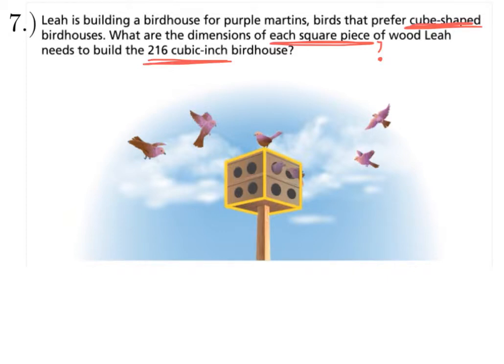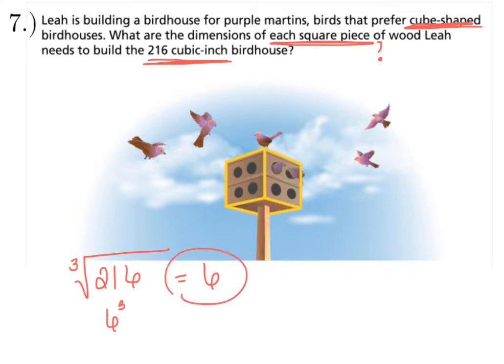Because this one is asking for cube shaped and it is a cubic inch birdhouse, cubic means 3, so we are looking for the cube root. So if I have 216, I am looking for the cube root of that. I get that from 6 cubed, which means my answer here is 6. Each square piece of wood would need to be 6 inches long to build the cube-shaped birdhouse.